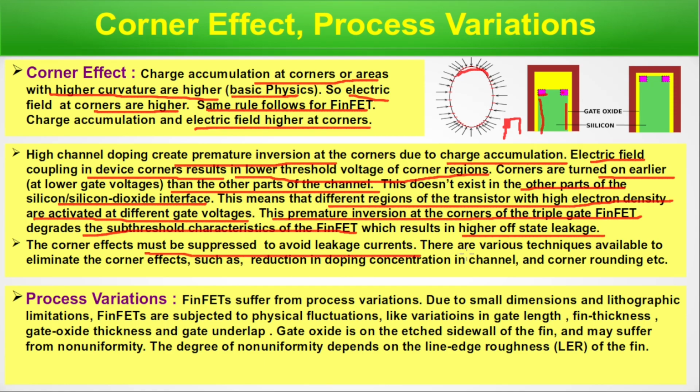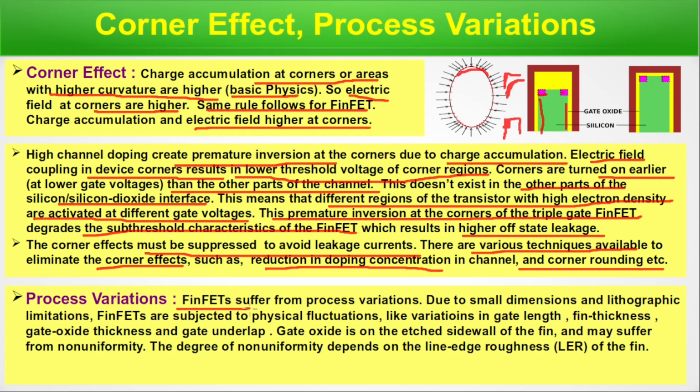There are various techniques available to eliminate the corner effect, such as reduction in doping concentration in the channel and corner rounding, etc. If we do this rounding, charge accumulation will be less, because with higher curvature, charge accumulation will be higher. So by rounding off, if we can reduce the curvature, that will be helpful. Another one is doping concentration reduction. Once we reduce the doping concentration, availability of free carriers will be less, so their accumulation will be less and this premature inversion decreases. Process variation.